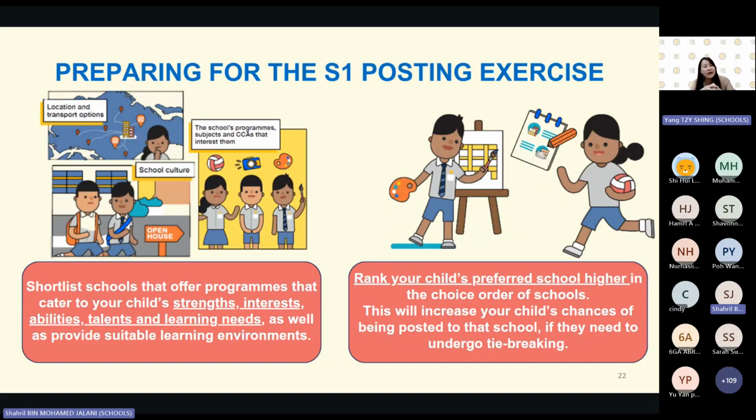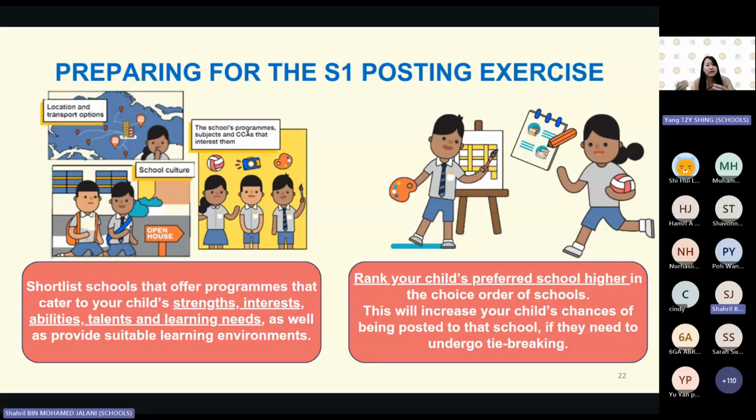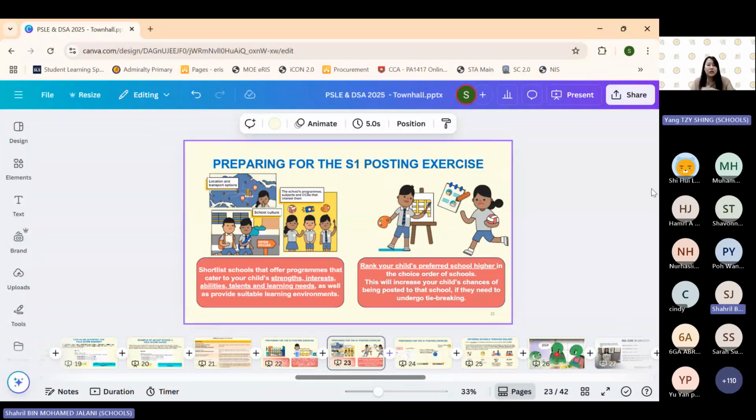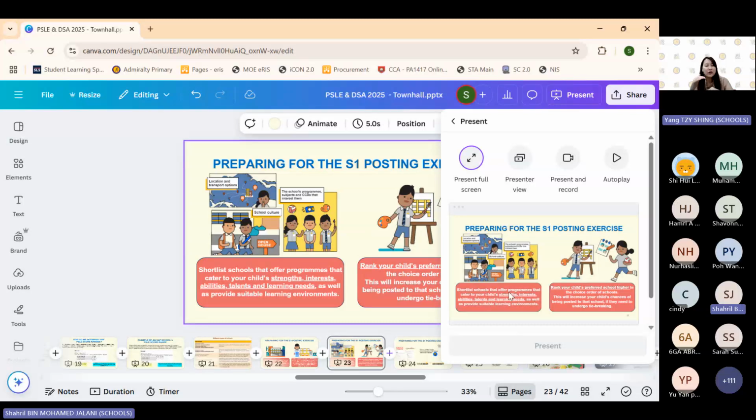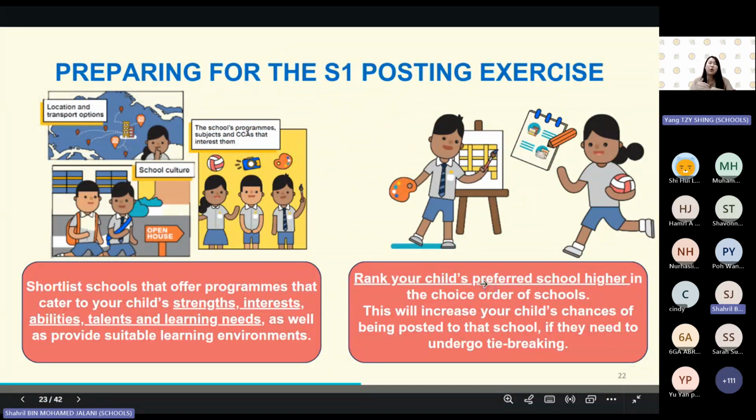Consider your child's strengths, interests, abilities, talents, and learning needs. Hence, it is important to find out more about what schools offer, such as distinctive programs, subjects, and CCAs, as well as their location and contact information. Ranking your child's preferred school higher in the choice order of schools will increase the chances of your child being posted there if they need to undergo a tie-breaking.